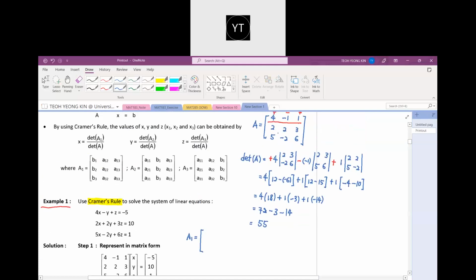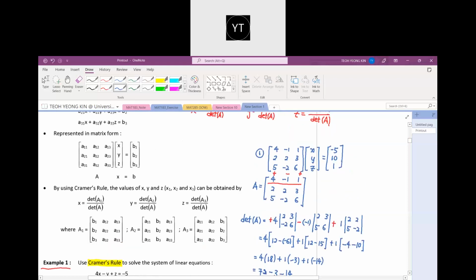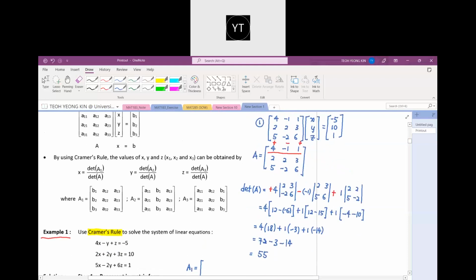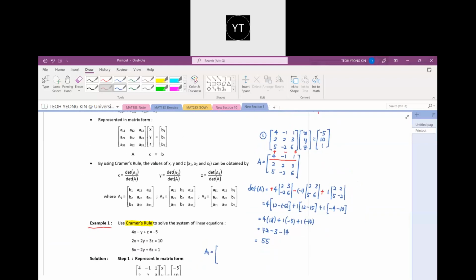So in order to find A1, the first column, we will substitute with the value of B. Kita akan ganti dengan nilai B kita. Yang ni lah. So dia akan jadi negative 5, 10 and 1 di kolom pertama. Let's say I use red color. Negative 5, 10 and 1. The rest remain the same. Yang selebihnya sama. Negative 1, 2 and negative 2. Okay. 1, 3 and 6. This is A1.